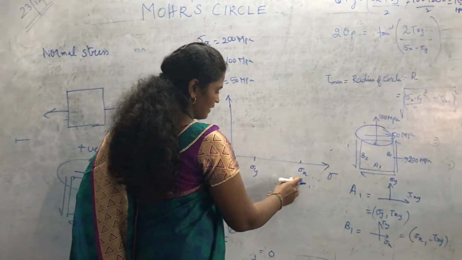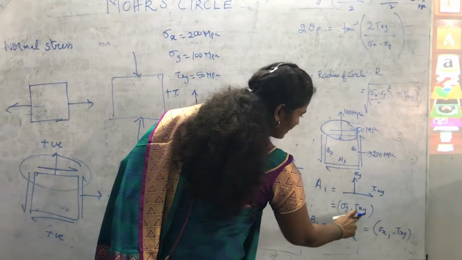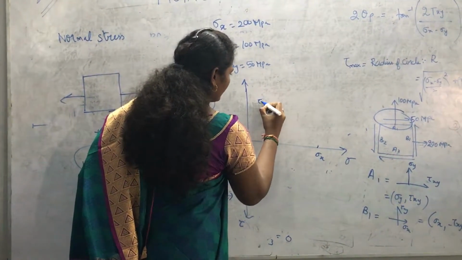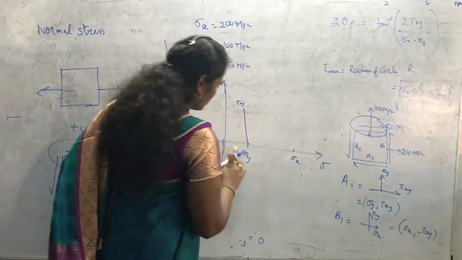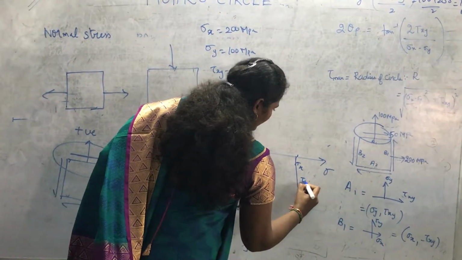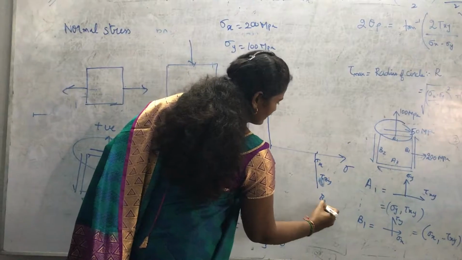Now we have the sigma x and sigma y. Let me take A1 coordinate as sigma y comma tau xy. So at sigma y, your positive tau xy will be here. Then B1 coordinate will be sigma x, minus tau xy. So minus means it will be coming down. So it is tau xy.